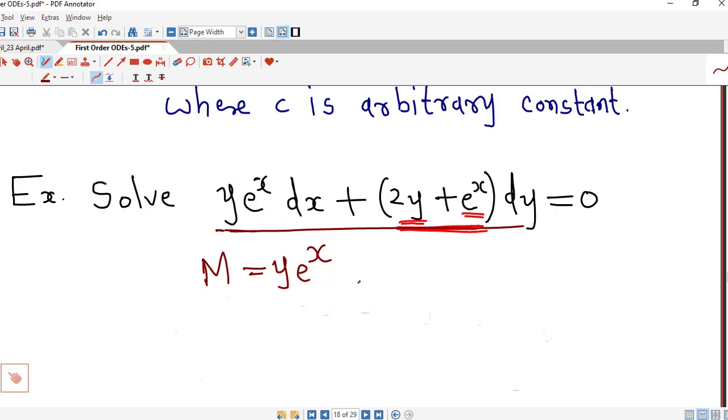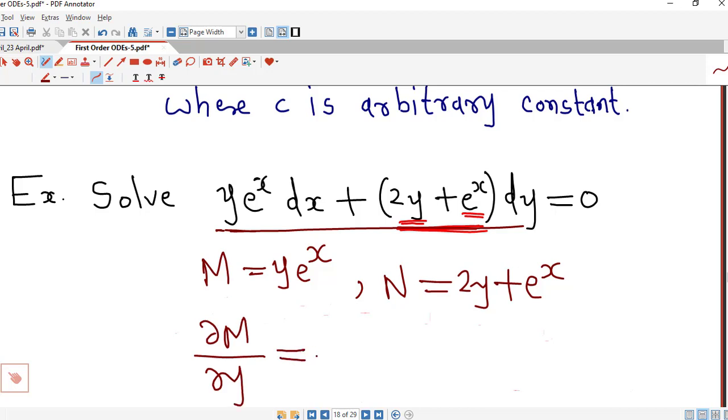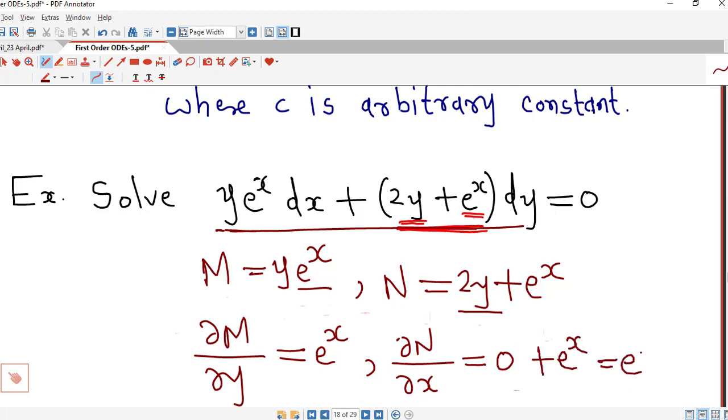So m equal to y e raised to x, n equal to 2y plus e raised to x, and partial derivative of m with respect to y is e raised to x, constant, derivative of y is 1, and partial derivative of n with respect to x is derivative of 2y is 0, derivative of e raised to x is e raised to x. So here both the partial derivatives are equal, so this equation is an exact differential equation.